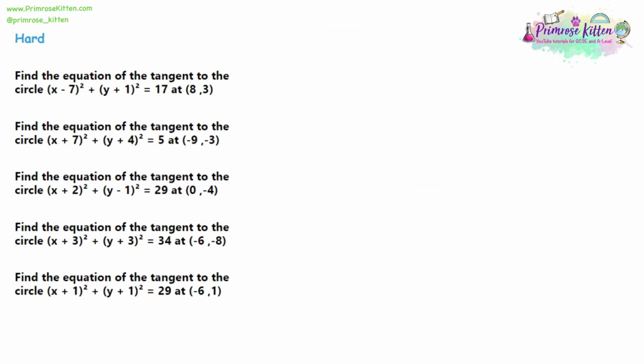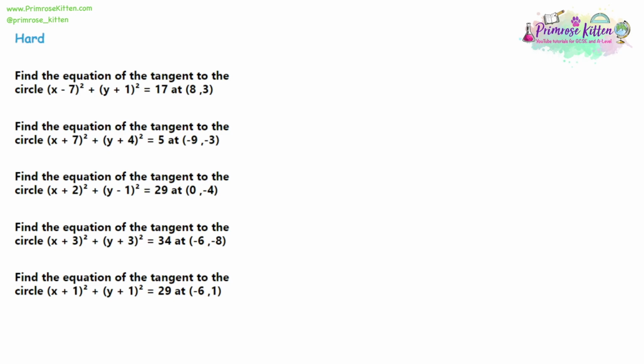Now, for the hard questions, we're going to find the equation of the tangent to the circle. And we're given the equation of the circle, and we're given a coordinate. And that coordinate is where the tangent touches the circle. Now, we don't have enough information here to write out the equation of the tangent. So what we're going to do is find the equation of a radius.